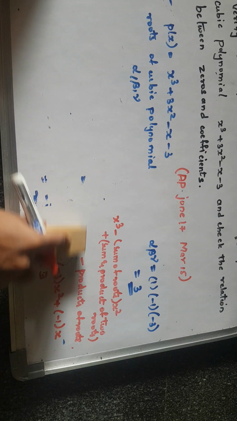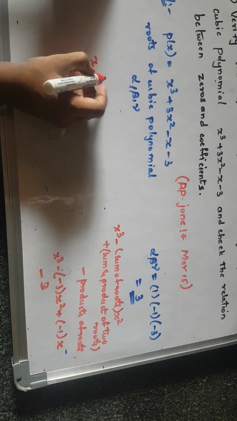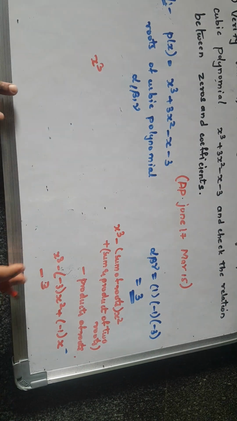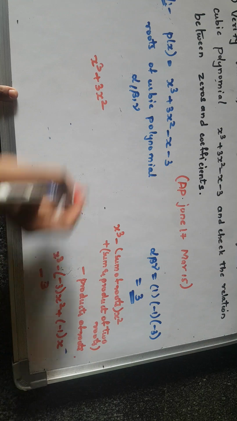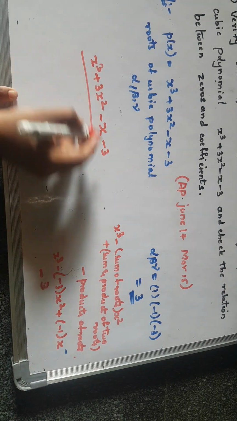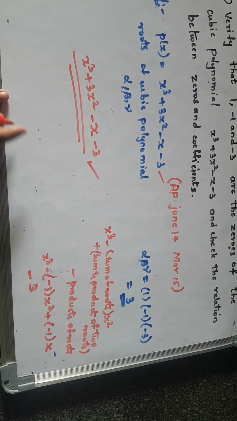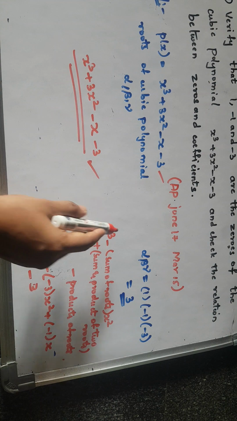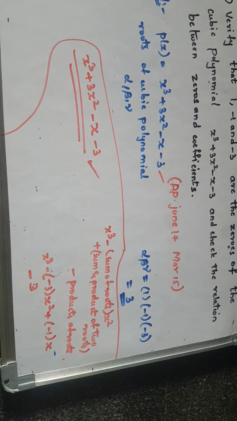This is the rough work, so I am comparing the values. x cube minus into minus plus 3x square minus x minus 3. Yes, this value is becoming the same as the question. So this is the rough work to write the roots, to help you know. Okay, this completes the exercise.